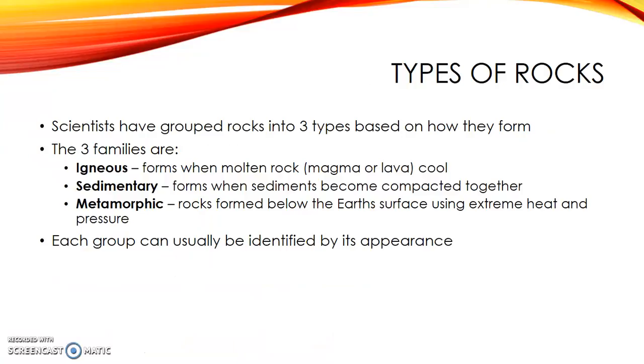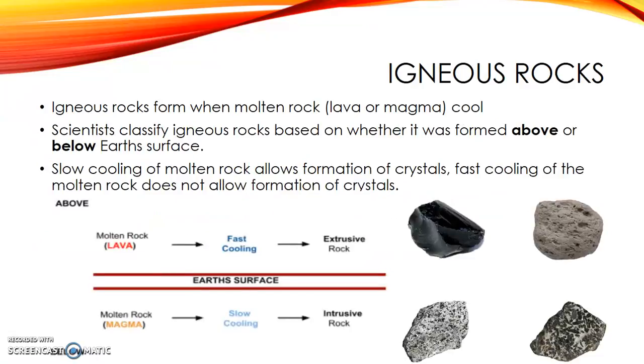So rocks are made up of minerals, which can either be pure or compound minerals. Rocks are then classified into three groups based upon how they're formed. The three types of rocks are igneous rocks, which are formed from molten rock, sedimentary, which are formed by compressed sediments, and metamorphic, which are rocks created under extreme heat and pressure. So let's dive into igneous rocks a little more.